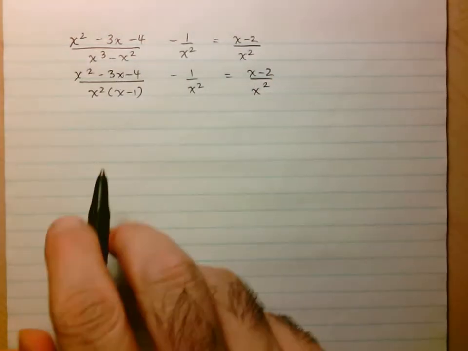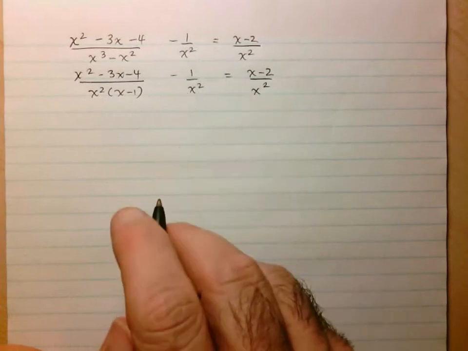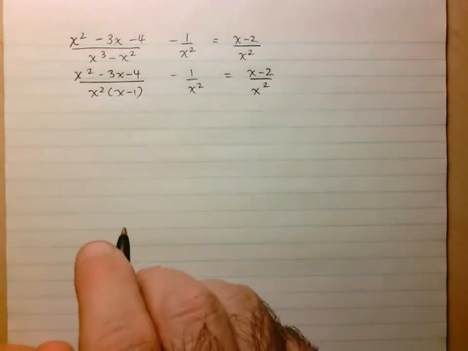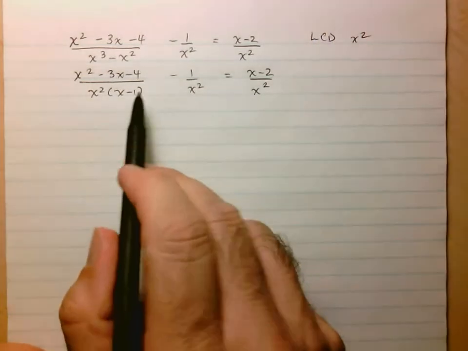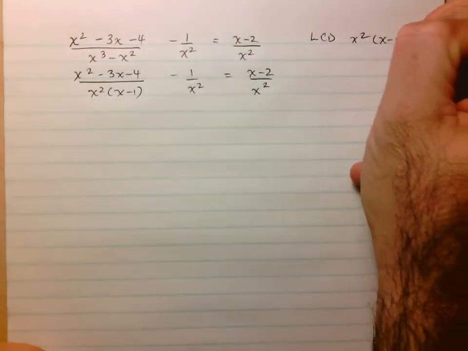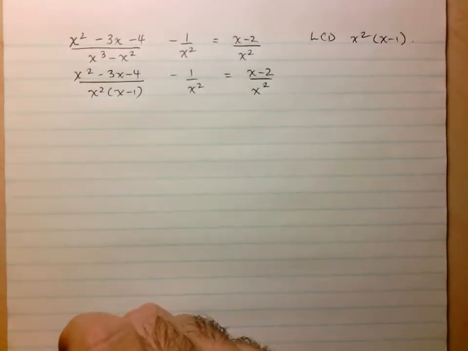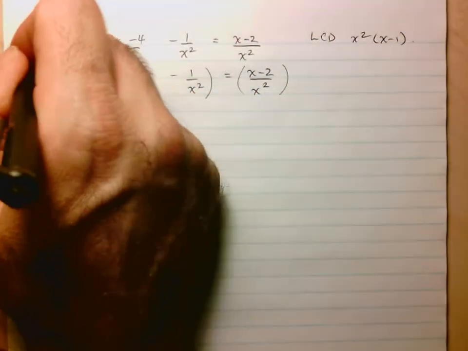Here I've got an x squared, but I also have x squareds in these other two denominators, so I don't need to account for that more than once. So my LCD definitely will be x squared, and I see that I also need a factor of x minus 1. Now once I have my lowest common denominator, I multiply that to both sides of the equation.